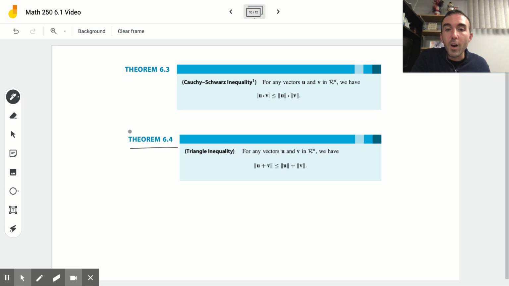Cauchy was a very popular mathematician in the 1800s. Lots of work in real analysis and sequences and all sorts of branches of math. Brilliant mathematician. And what he determined was that if you find the absolute value of the dot product of two vectors u and v in Rn, that will be less than or equal to the product of their norms.